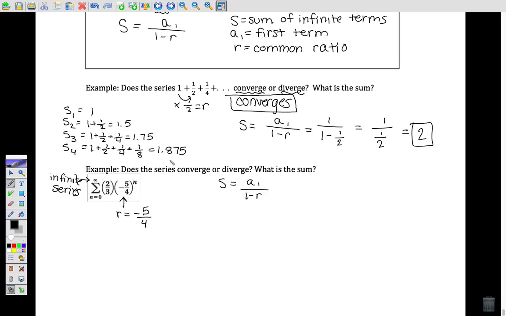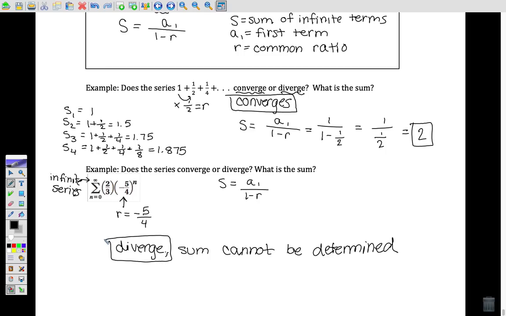Based on what we talked about before, the absolute value of this is slightly bigger than 1. So this is actually going to diverge. So that means the sum cannot be determined, or there is no sum, because it diverges, because that common ratio is bigger than 1. So those numbers aren't going to get close to 0, so there's no way to figure out what it's going to be.